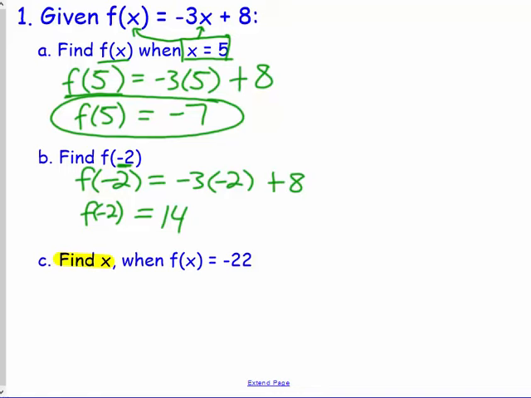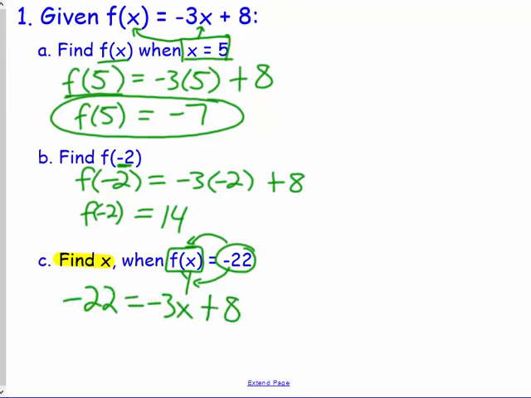Might help to remember that we said this f of x is really just standing in for y. So this is kind of like saying find x when y equals negative 22. So just like you would have done in the past, you're going to put this negative 22 in for y, or in this case, you're going to put it in for f of x, and I'm going to find the x value. So when I substitute this, it should look a little different. I'm going to say negative 22 equals negative 3x plus 8, and now I have to solve for x.